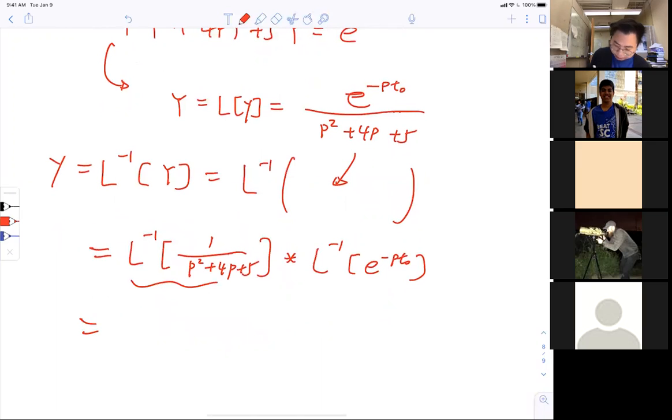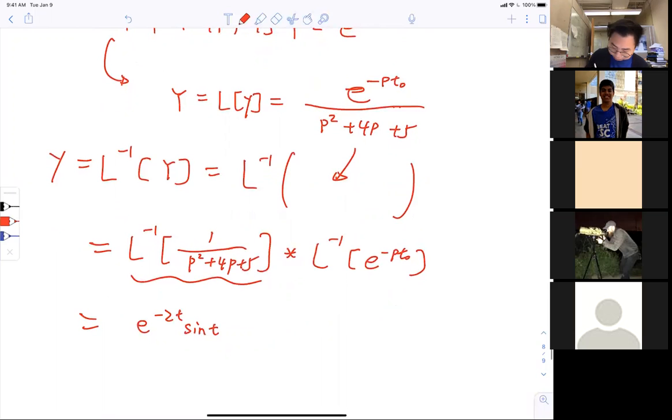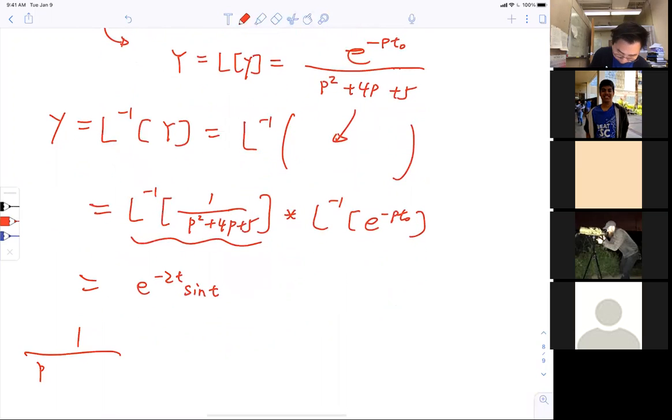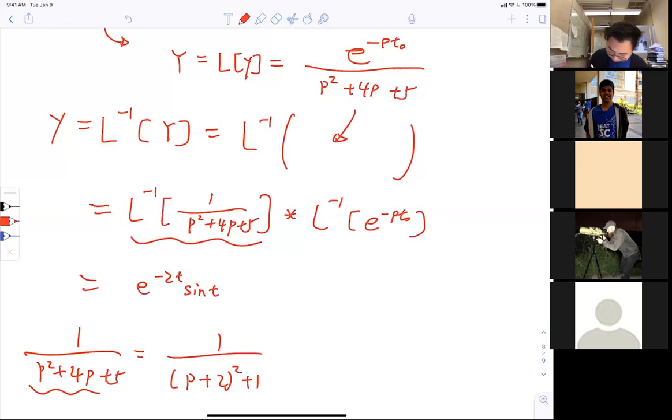And this guy is nothing but exponential minus 2t sine t. You can look up on the table. Basically, you need to write this as a complete square. This 2 corresponds to this 2 here, this 1 corresponding to this 1 here. And this guy is a delta function. And then do the calculation.